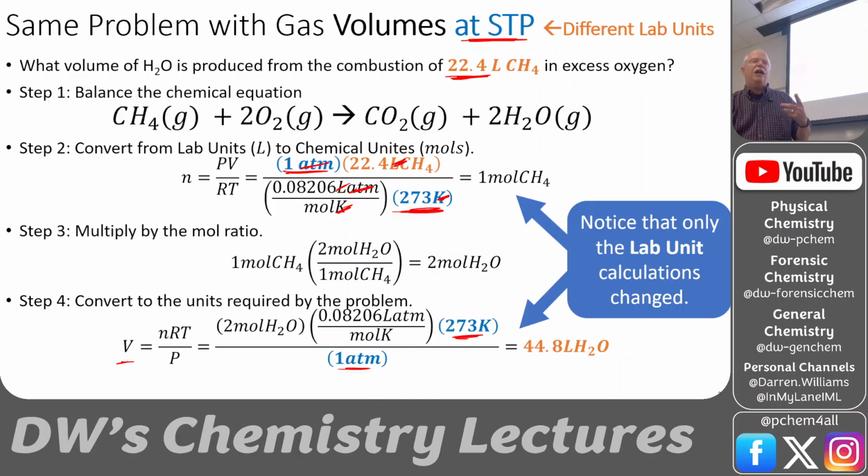Notice that lab unit calculations are the only things that changed. The chemistry doesn't change. It's the same reaction, same methane reacting with oxygen to make water and CO2. But we came to this experiment with different things from the lab. We had volume this time instead of mass. And so that just changes the beginning and ending calculations, but the middle piece is the same.